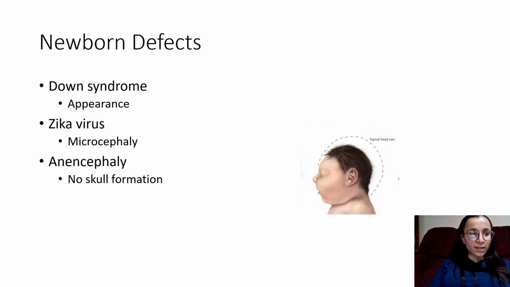The next one: we know what the Zika virus is. It's from mosquitoes. It's a virus, but it's linked to birth defects. What it causes is a small head, which is over here, called microcephaly. Anencephaly is a severe neural tube defect that causes no brain tissue or skull formation. They're really not compatible with life, so it's kind of like comfort care.